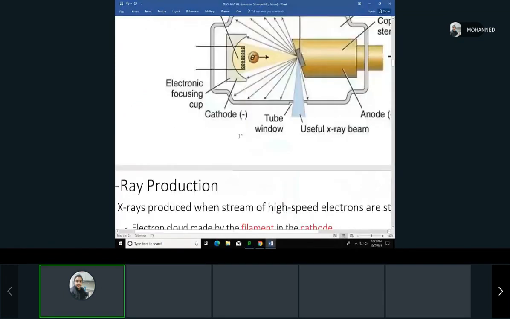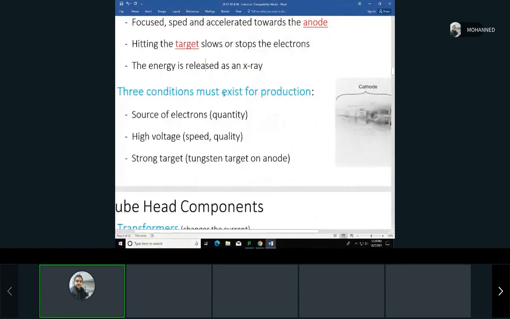Okay, so there are 3 conditions that we need to get X-ray produced. A source of electrons, which is from the filament, which is controlled by the milliamperage, the amperage. High voltage, which provides us speed and quality. And then a strong target that can withstand being hit by these electrons, which is the tungsten target on the anode.